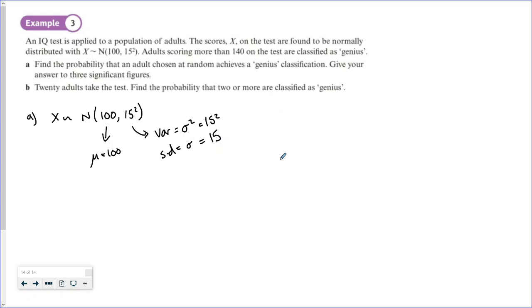So let's draw a little sketch of what this distribution looks like, and then we'll try and work out this probability that we're asked to find. So we know that in the middle of the distribution is 100, and we're asked to find what's the probability that someone achieves this genius classification. Well, they're genius if their score is more than 140. So we want to work out the probability that x, this random variable x, is greater than 140.